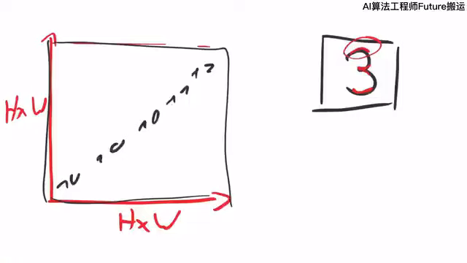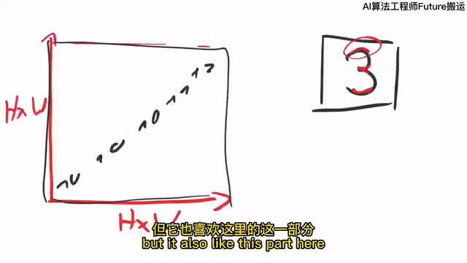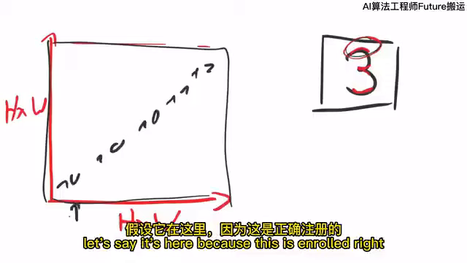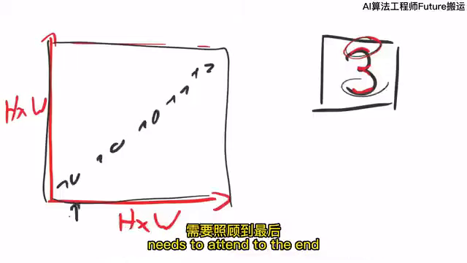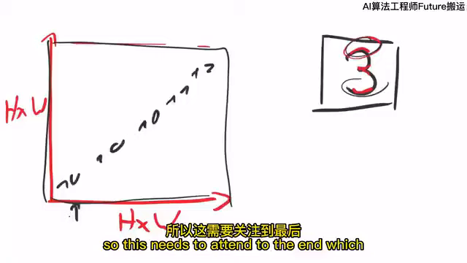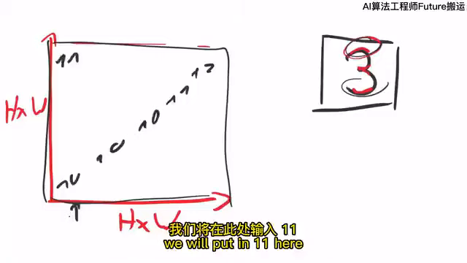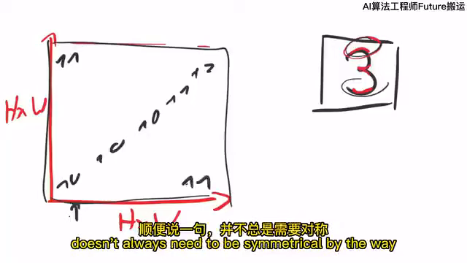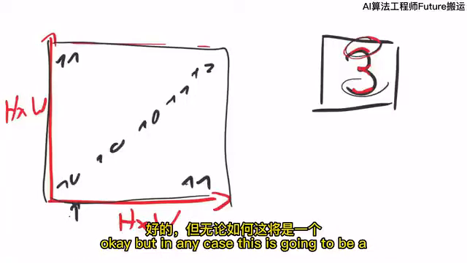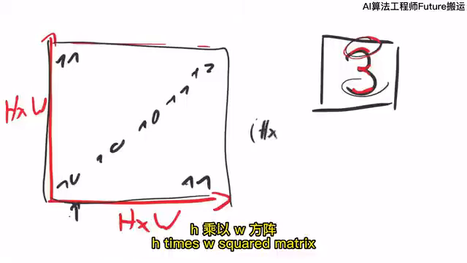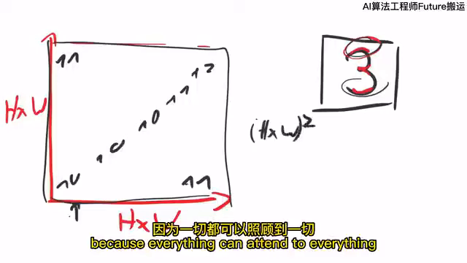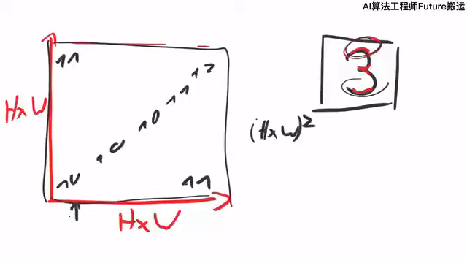But it also, like this part here, at the beginning of the sequence, let's say it's here, because this is unrolled, needs to attend to the end. So this needs to attend to the end, which we will put an 11 here, and the other way around. It doesn't always need to be symmetrical, by the way. Okay, but in any case, this is going to be a H times W squared matrix, because everything can attend to everything, and that's the attention mechanism.